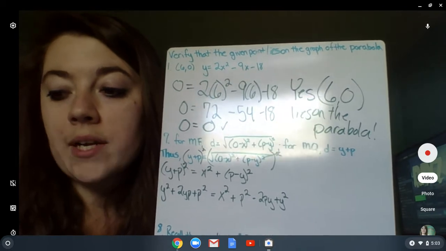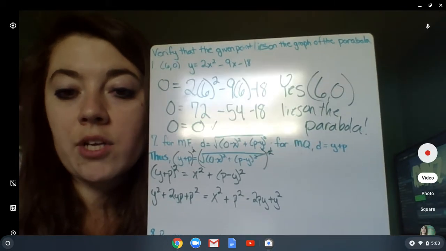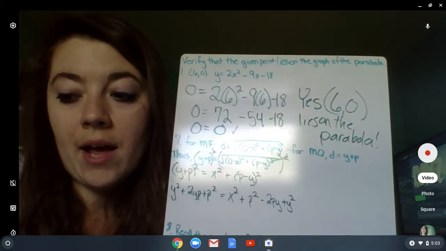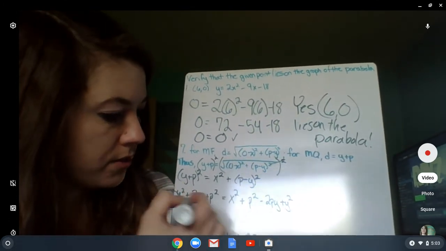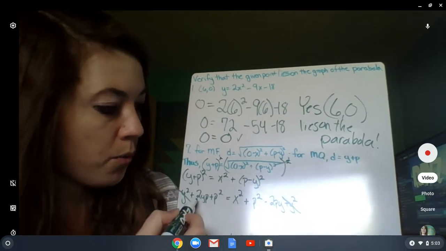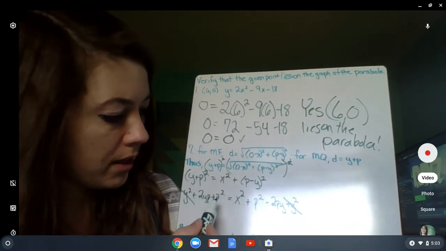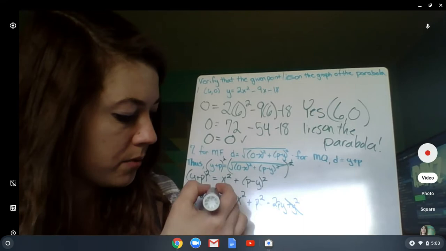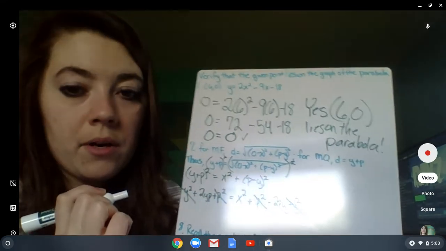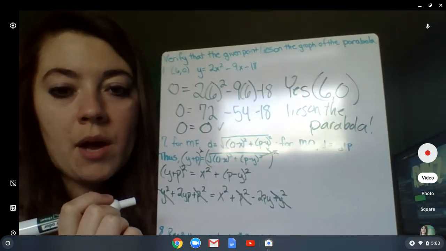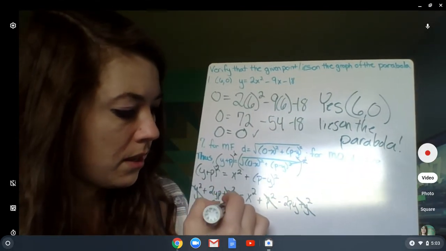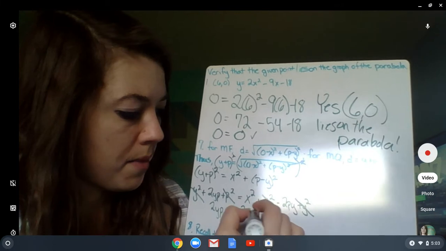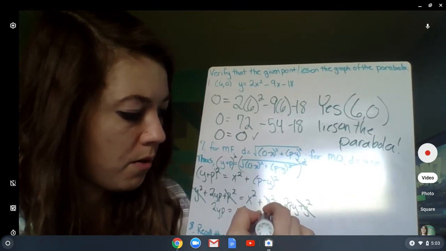So now we want to combine any like terms and simplify this down as best we can. We've got a y squared on both sides, so that can cancel out. We've got a p squared and a p squared. Those will both cancel out. So those are gone. So now we have 2yp equals x squared minus 2py.